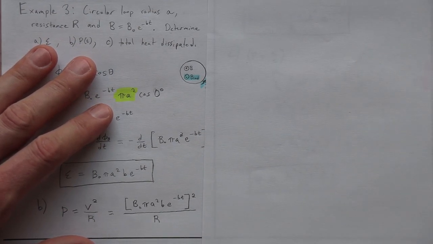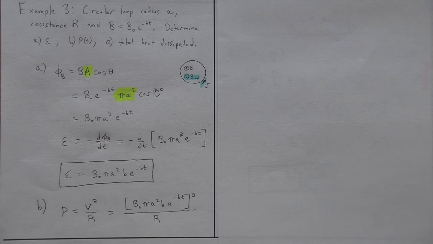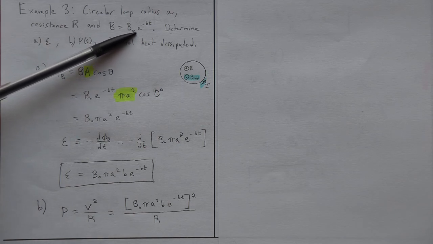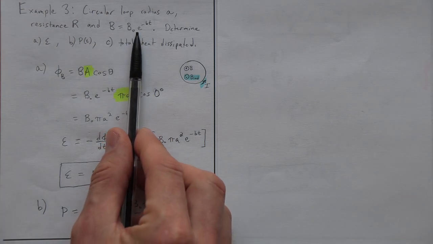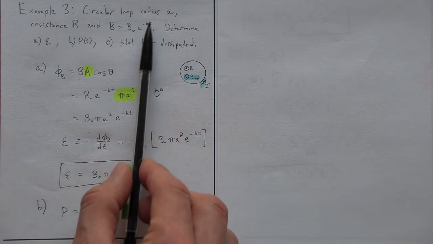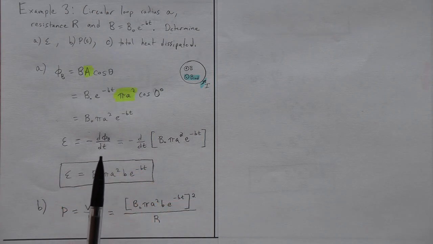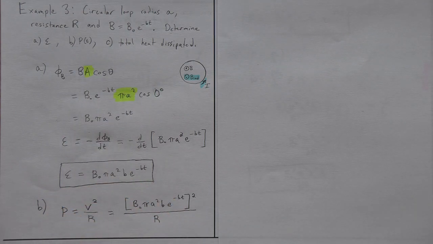Okay, so here's another example. We've got a circular loop of radius lowercase a and a resistance capital R, and a magnetic field given by B0 times the exponential decay. When you plug in time 0, you get e to the 0, or 1, so the magnetic field at time 0 is B0. Then the exponential gradually drops to 0, so the field goes from B0 down to 0. It's decreasing. Determine the emf, the power, and the total heat dissipated in this circular loop.